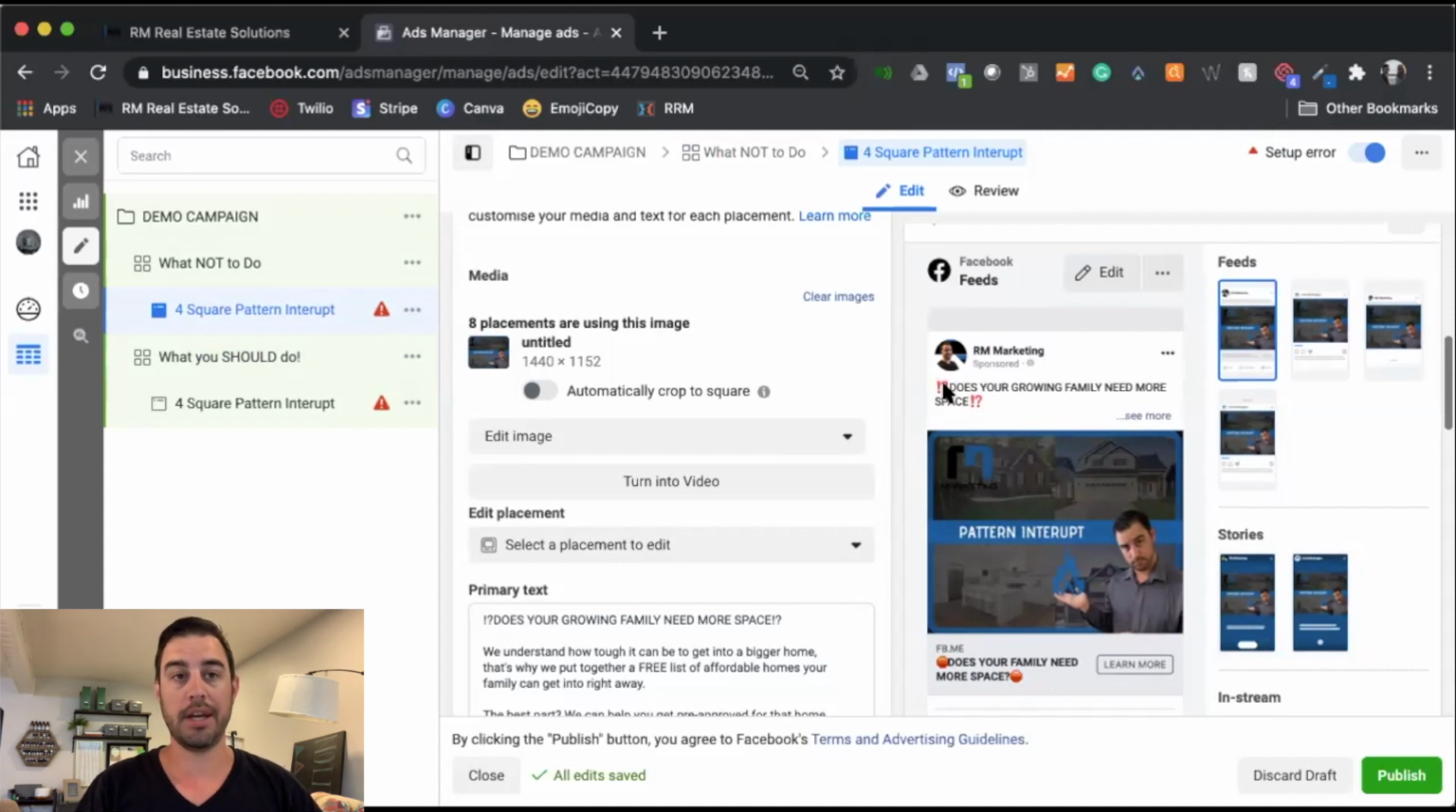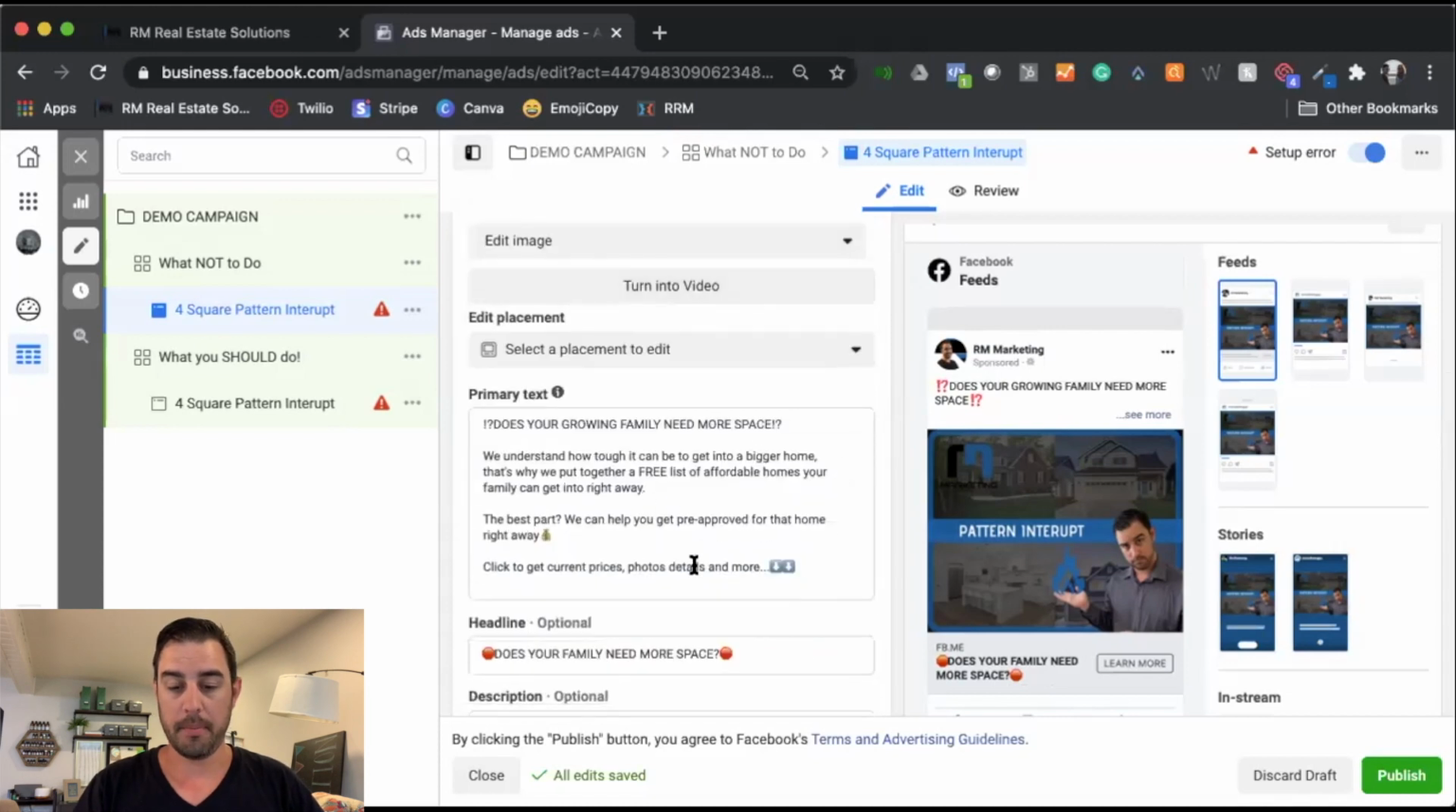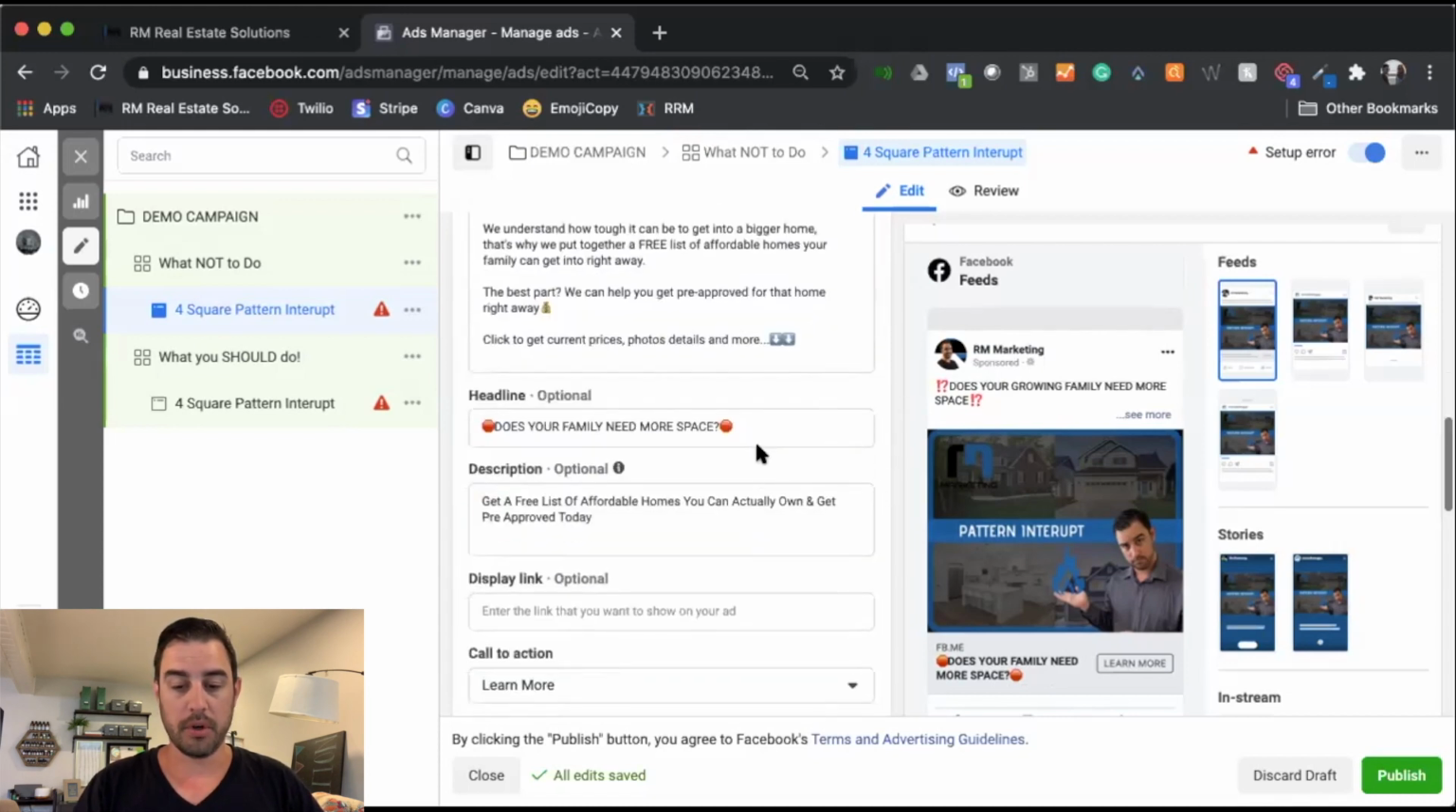Now, in this case, we're going to hit exactly who we're trying to target in the headline. So, does your growing family need more space? It's very obvious that we're trying to go after somebody who is trying to upgrade their living situation. We've got a little bit of ad copy in here to get them to buy. We're going to keep things consistent. Does your family need more space? Get a free list of affordable homes that you can actually own and get pre-approved today.